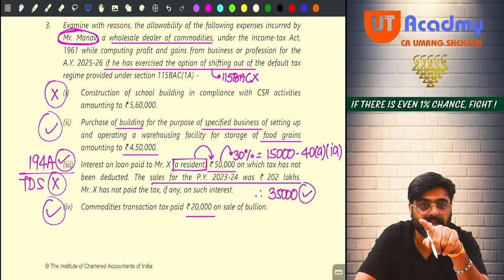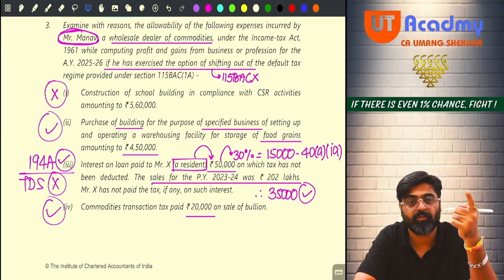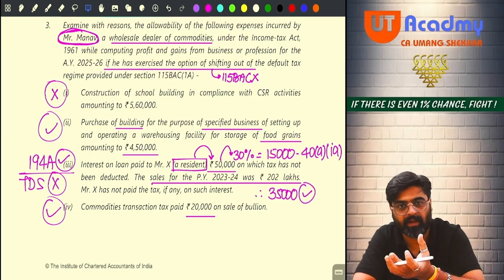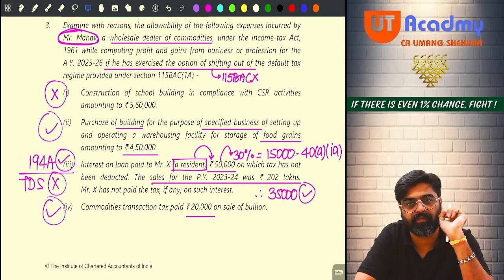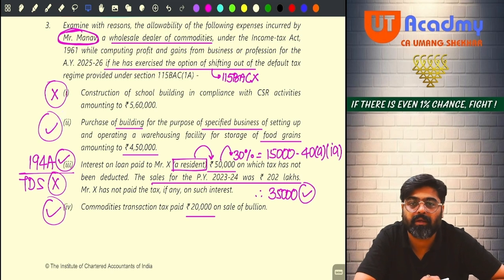So is it a deduction available under section 35AD? Yes. So from your specified business income, you can claim this 4,50,000 capital expenditure as a deduction under section 35AD. This will be allowed. Yes or no, sir?